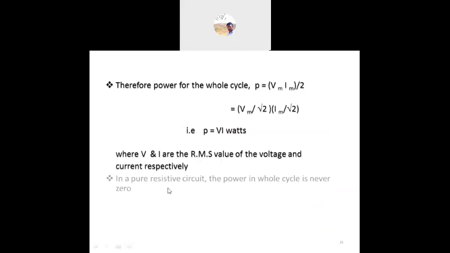So in a pure resistive circuit, the power over the whole cycle will never be 0. That is about the pure resistive network. Now for the RL circuit, let's talk about that.